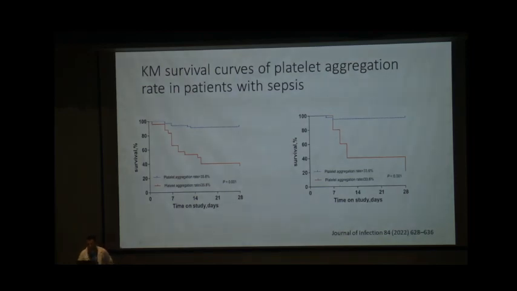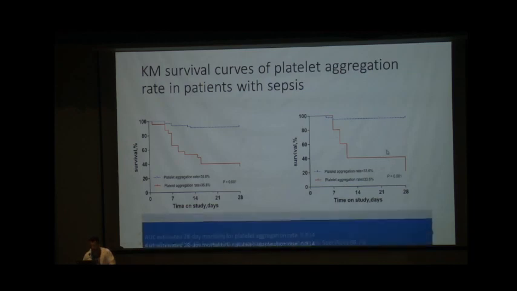This basically shows how important platelet aggregation is in patients with sepsis. A platelet aggregation rate of less than or equal to 35.8 has been shown as a predictor of mortality. In patients who have a normal lactate, platelet aggregation of less than 33 has been shown as a predictor of mortality irrespective of the lactate.